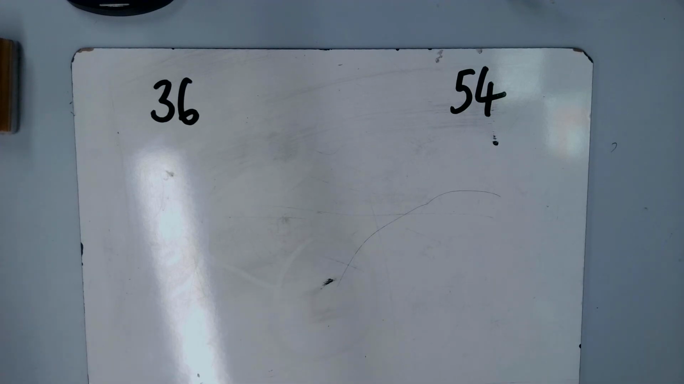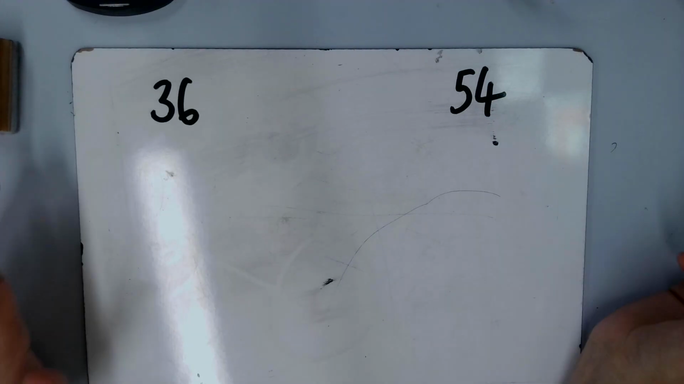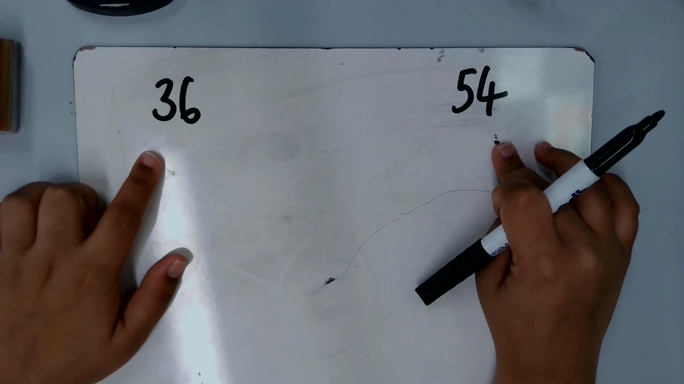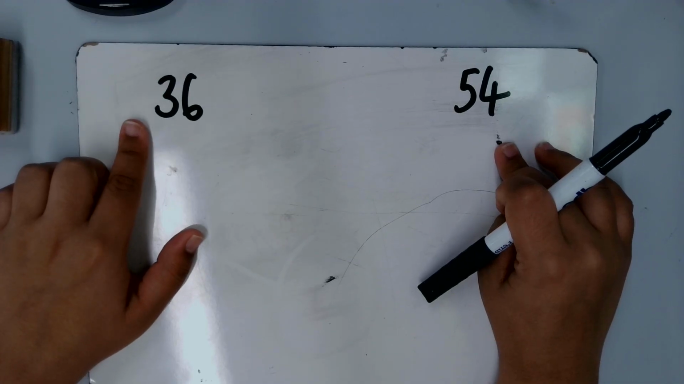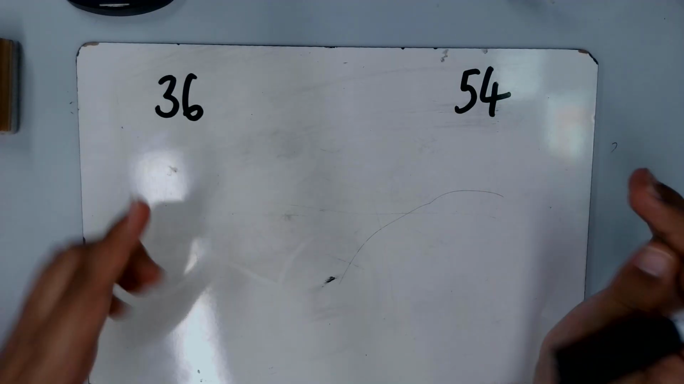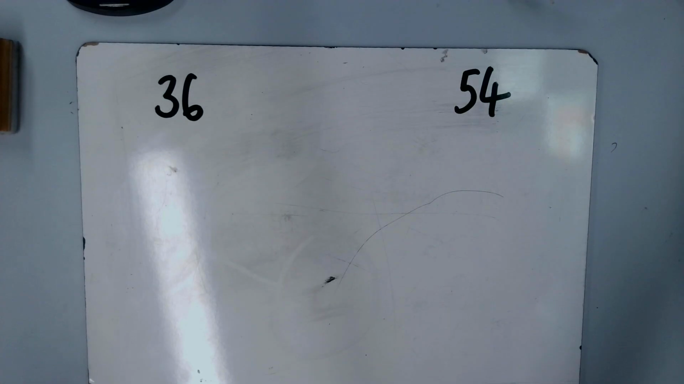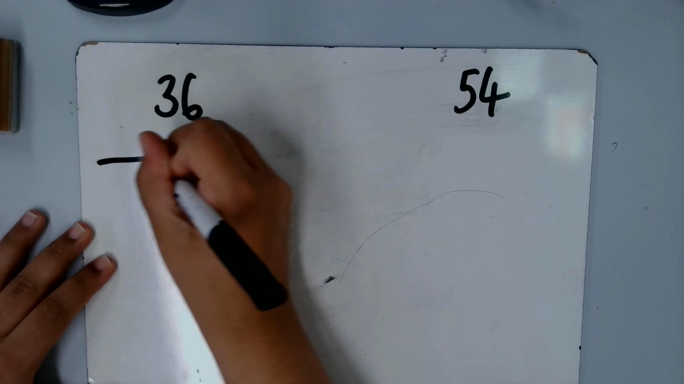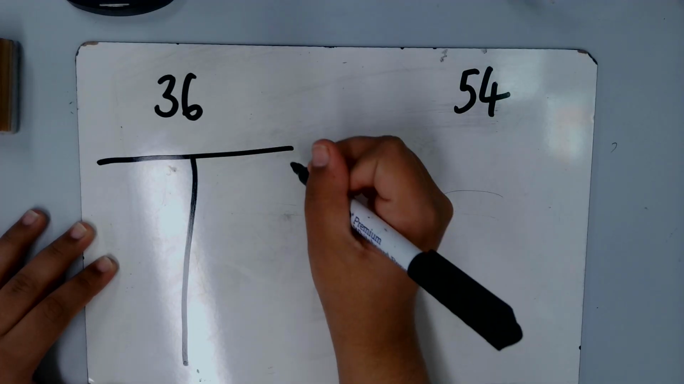Year 2. Towards the end of last week in maths, we were looking at comparing numbers. So that's what we're going to focus on in today's video. I've got two numbers here: 36 and 54. I want to find out which number is less than or greater than the other number and why. We can do this by first drawing our tens and ones.